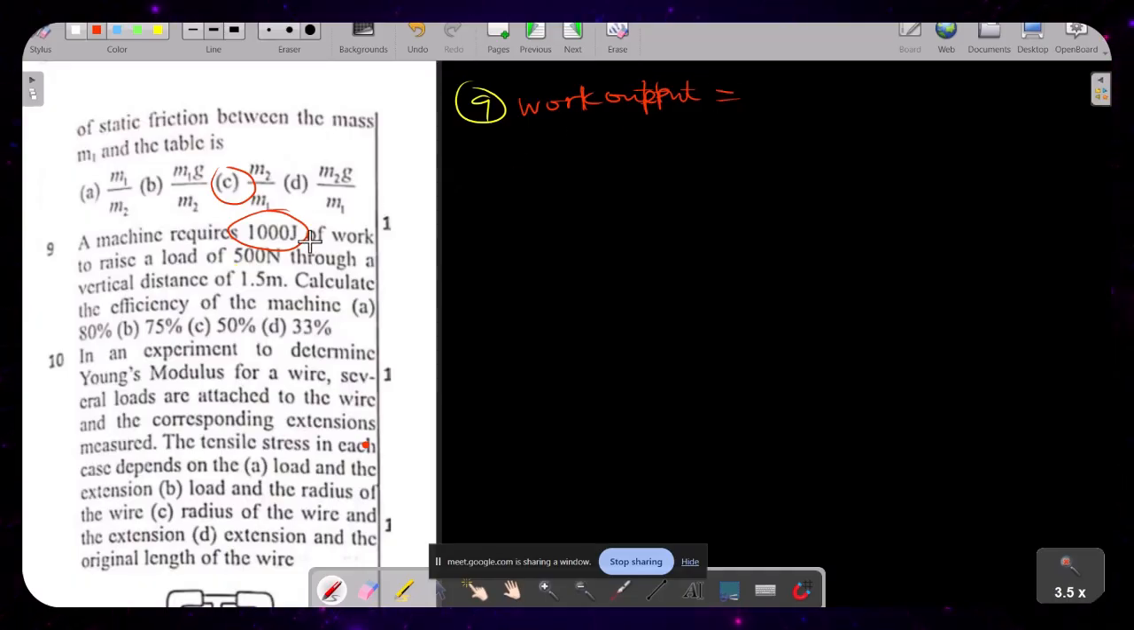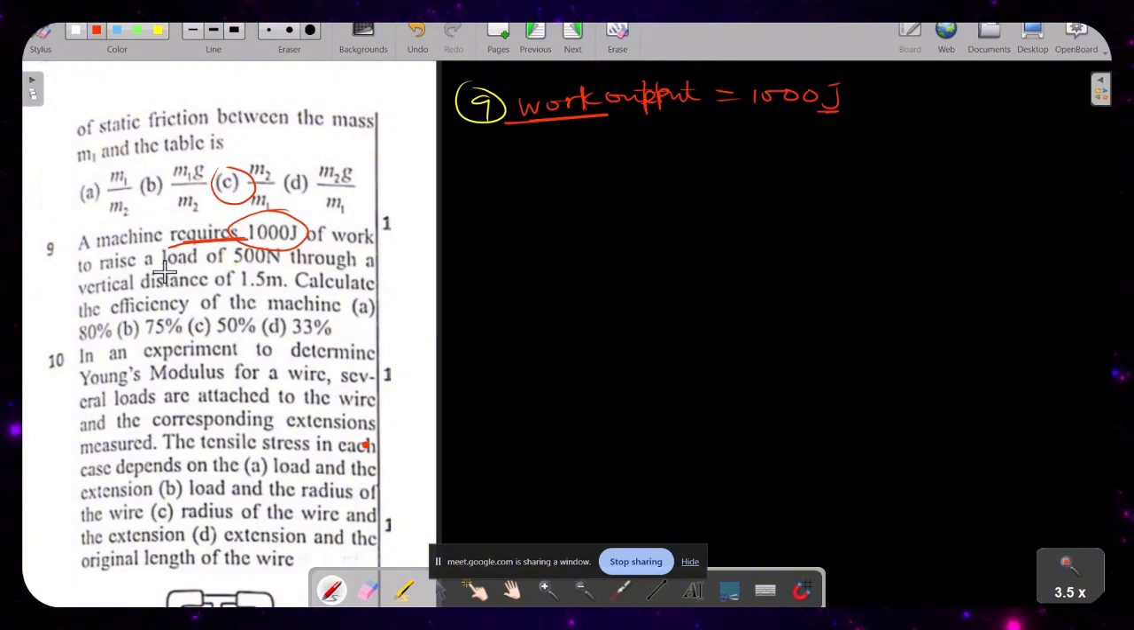And how did I know it's your work output? They say it requires. What it requires, like the outcome, that's what I mean by it requires. So this word requires made me know that this is your work output. And they say that work output is 1000 joules. Remember that the unit of work is joules, so I won't bother myself with this. Okay, so it requires work to raise a load. And when you talk about load, it is always input. Load is always input. And effort is always output.